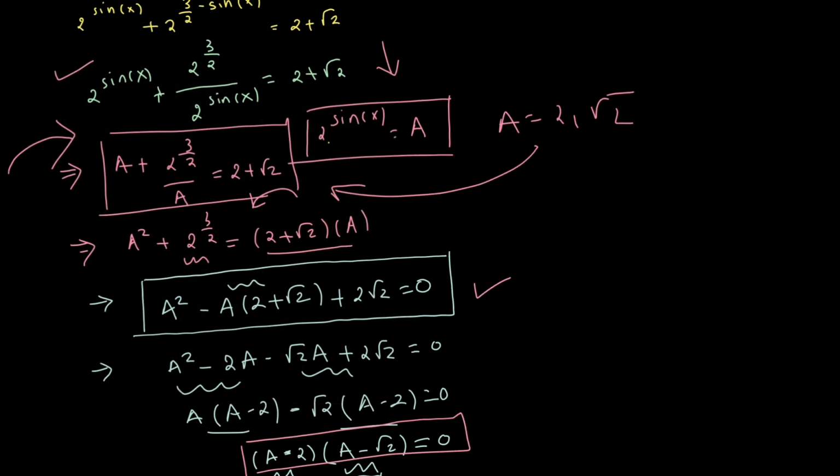So as we can say, 2 to the power sin x is equals to a. The values of a are 2 comma square root of 2. This means the value of 2 to the power sin x is also equals to 2 comma square root of 2. Now let us compare this solution one by one.